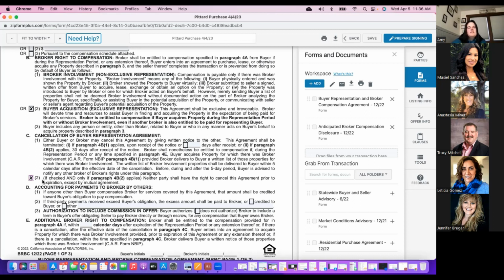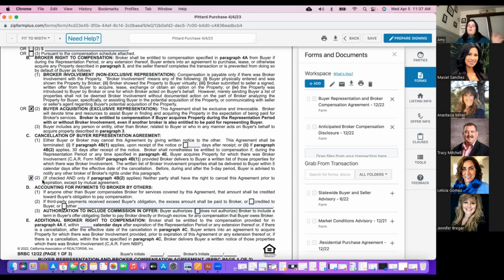Accounting for payments to broker by others. If anyone other than the buyer compensates a broker for services covered by this agreement, that amount shall be credited towards buyer's obligation to pay commission. That just says that, hey, if we're getting compensation from a seller, that helps to cover the buyer's obligation. So if we have 2.5% here and the seller's paying us 2.5%, then the buyer doesn't have to come out of pocket for any money in order to pay our compensation. We're getting it all from the seller.